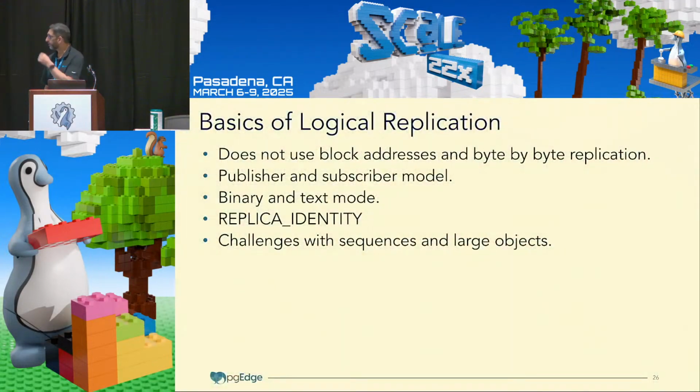Logical replication actually solves these problems in a different way. It has its benefits, and it has its challenges. Logical replication is not a block-based replication. It does not go byte by byte. It does not have block addresses. It's essentially data, essentially changes to that data that need to be shared with another Postgres server. So you have a publisher and a subscriber, and you can go either in binary mode or in text mode.